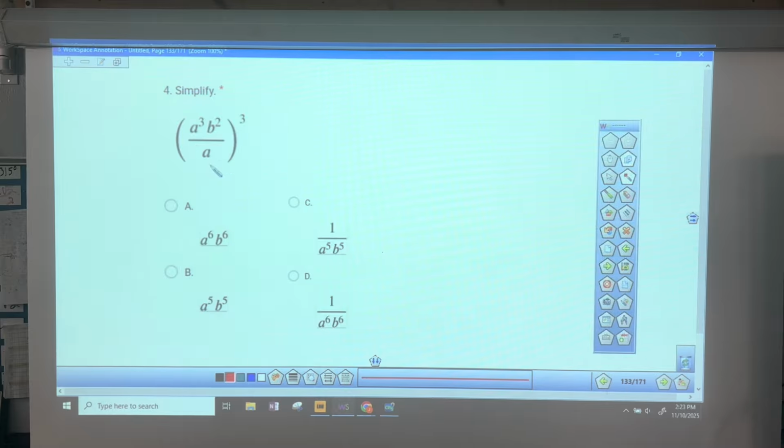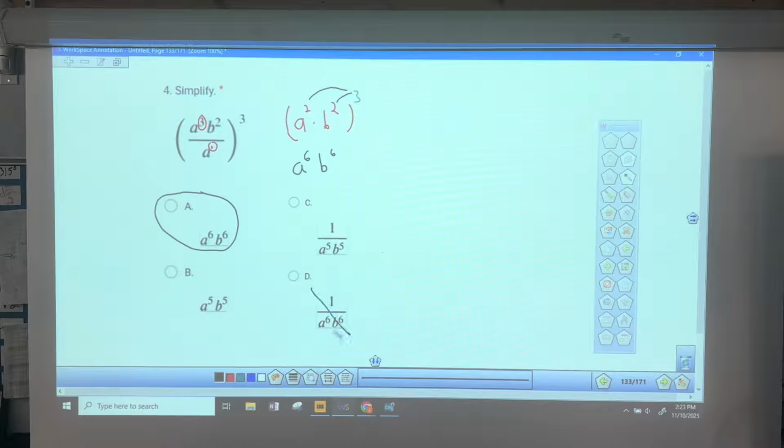Another simplified problem, I can simplify inside the parentheses first. So a cubed divided by a to the first, we subtract those exponents, so that would be 3 minus 1, a squared times b squared. Now there's no value on the bottom, raised to the third power. This is power to a power, so that's going to be 2 times 3. So a to the 6th, b to the 6th, on the top, not on the bottom.